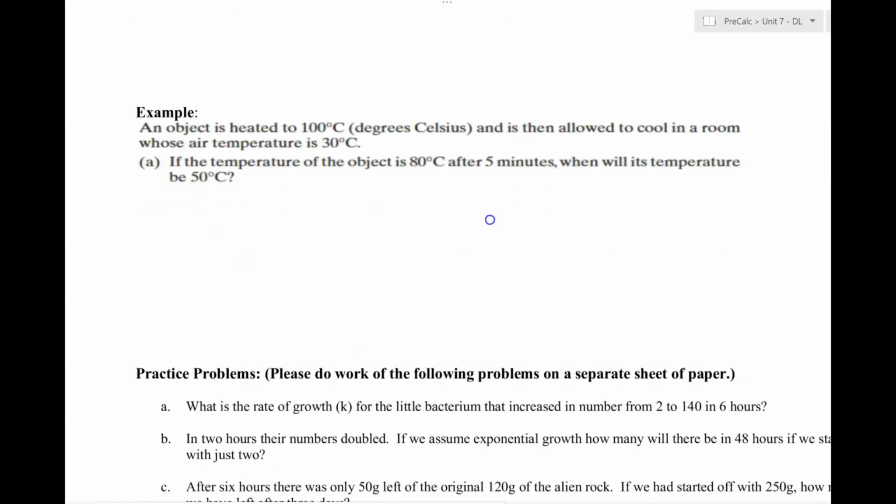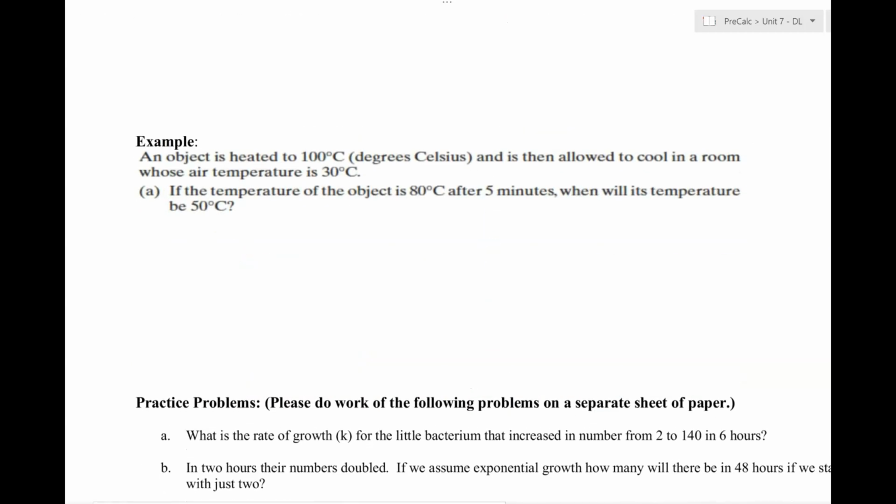Here we go. An object is heated to 100 degrees Celsius and is then allowed to cool in a room whose air temperature is 30. If the temperature of the object is 80 after 5 minutes, when will its temperature be 50? Oh, good. We don't know K. So first thing we have to do is find K. And that's always going to come from the original info.